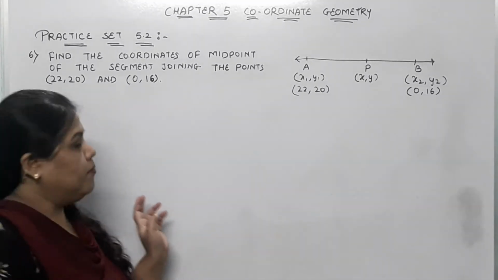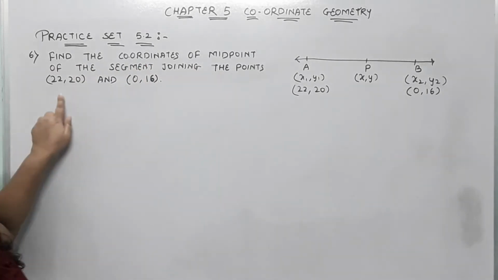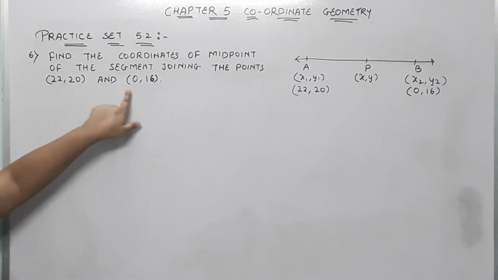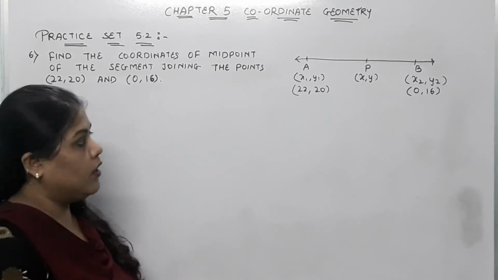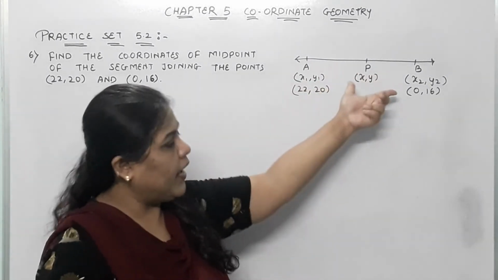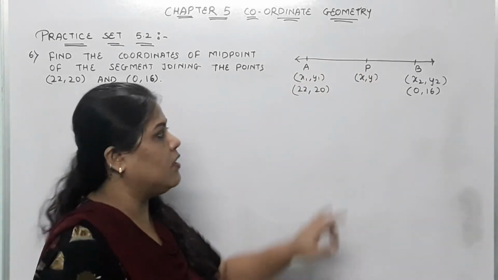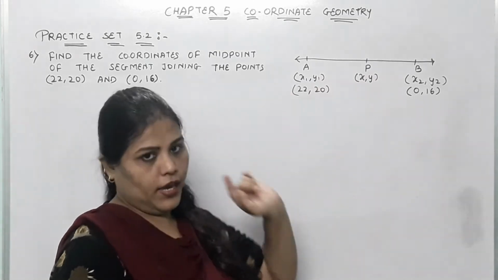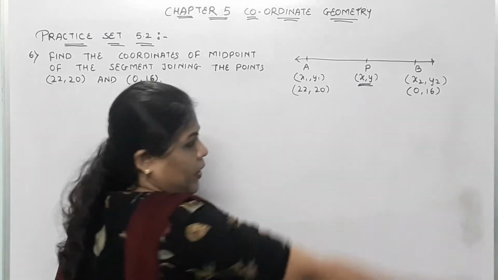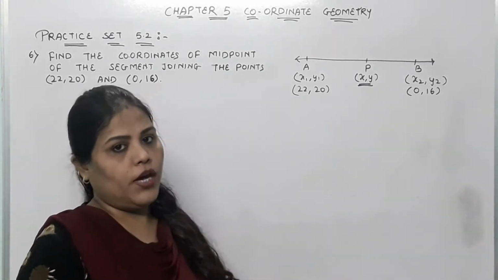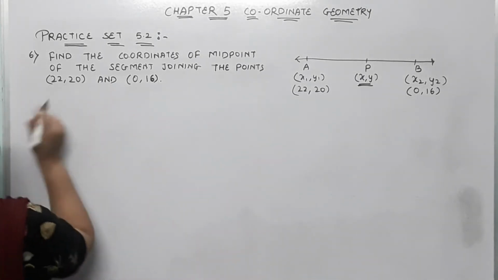Now see the next sum. Find the coordinates of midpoint of the segment joining the points 22, 20 and 0, 16. Okay. So we have to find the coordinates of midpoint. I had drawn here segment AB. A line segment is drawn, that is AB, and P is the midpoint that I had considered. P is the midpoint of AB. Okay. So we have to find the coordinates of point P, means x and y we have to calculate by applying midpoint formula. Okay. So let's start.